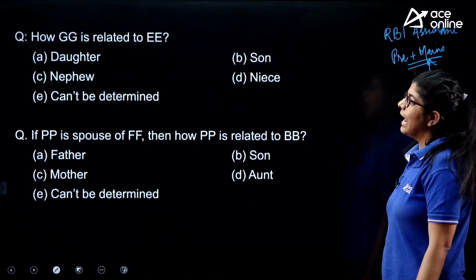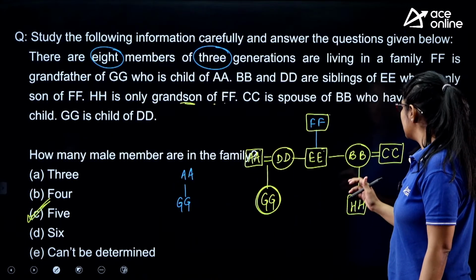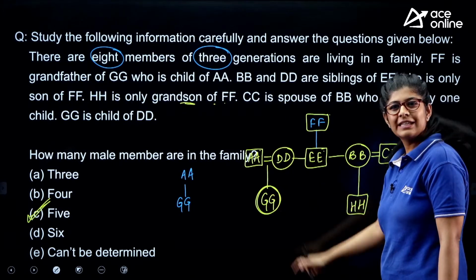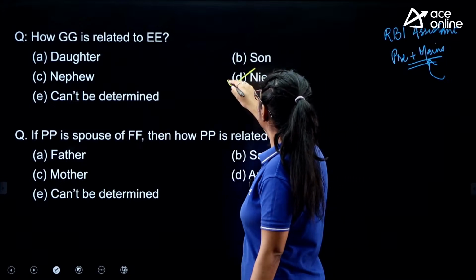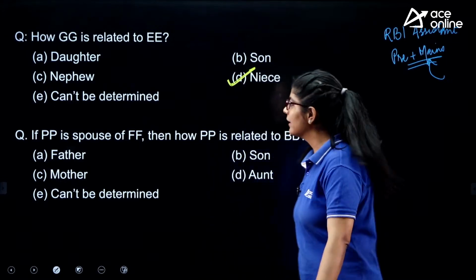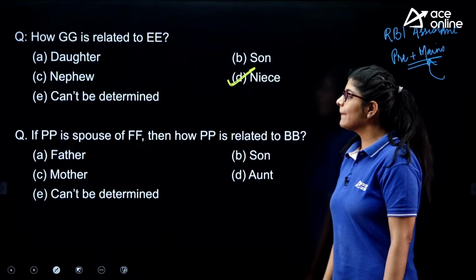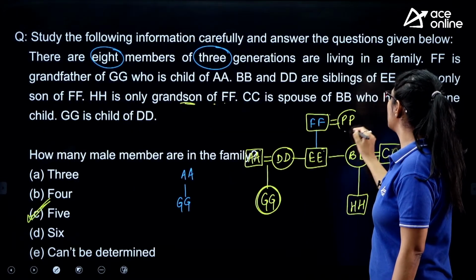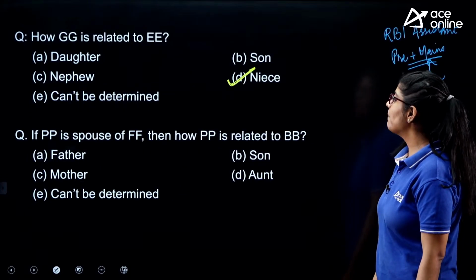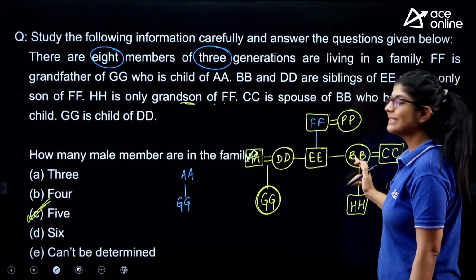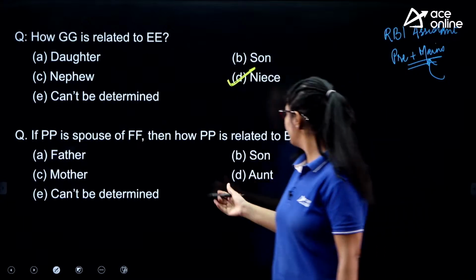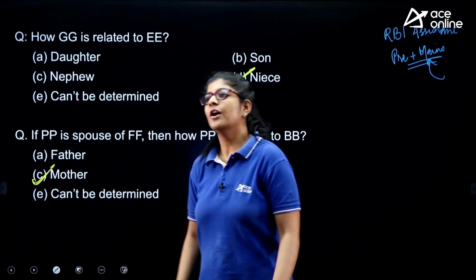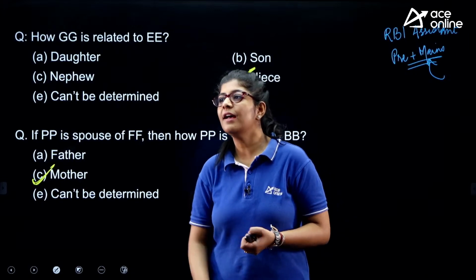Next. How is GG related to EE? GG is nothing but the niece of EE. Option D is the correct one. Next. If PP is a spouse of FF, then how is PP related to BB? PP is nothing but the mother of BB. Option C is the correct one.